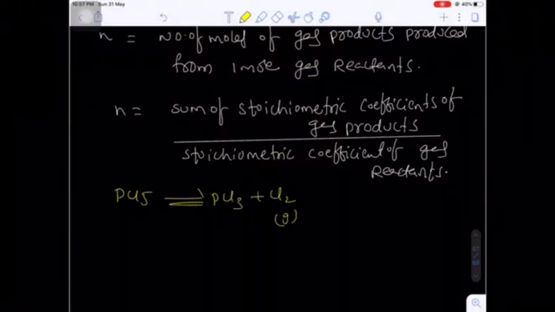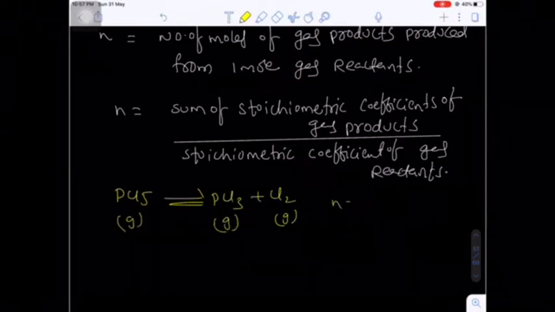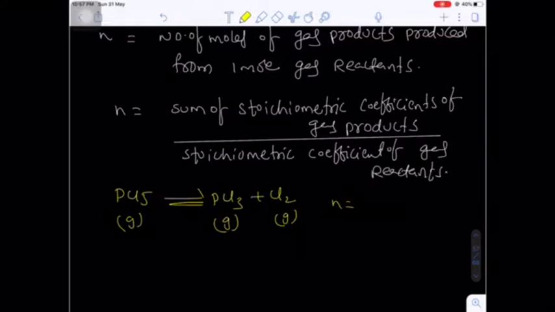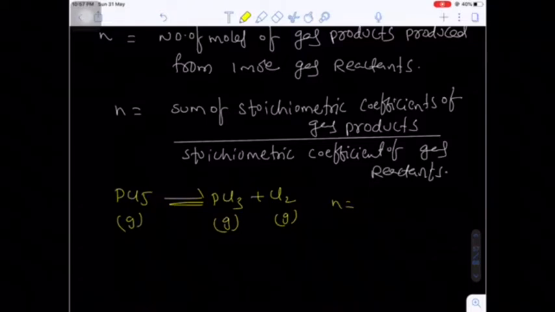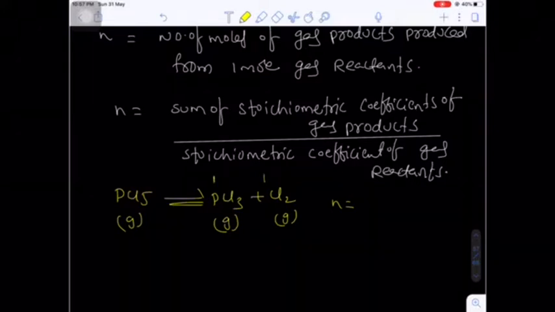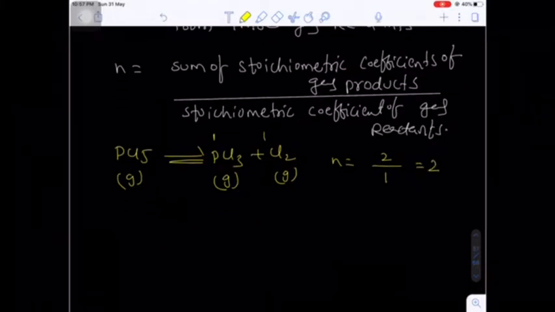How does PCl5 decompose? As PCl3 and Cl2. Now what is the n value here? How many moles of gaseous products are obtained? 2 moles. The sum of the stoichiometric coefficients of the products, 1 plus 1, 2, divided by the stoichiometric coefficient of the reactant, that is 1. So 2 by 1 is equal to 2.